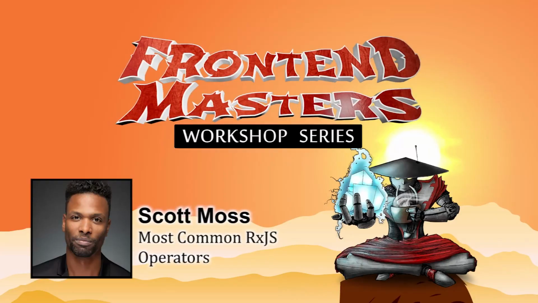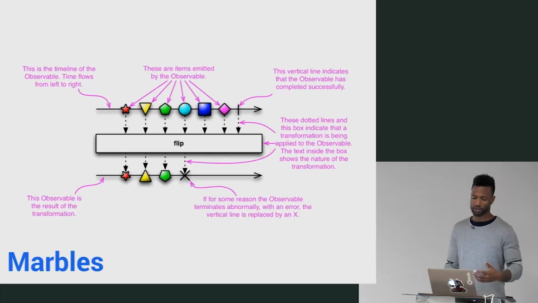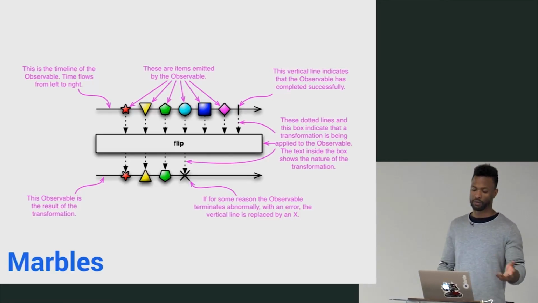Here's a really fancy graph. Don't really read much into it. I was reading it, and I think the RX Marbles website has better examples. But pretty much what's going on here is at the top we have this line going from left to right, and that's just going to represent a timeline of the observable. So time flows from left to right.